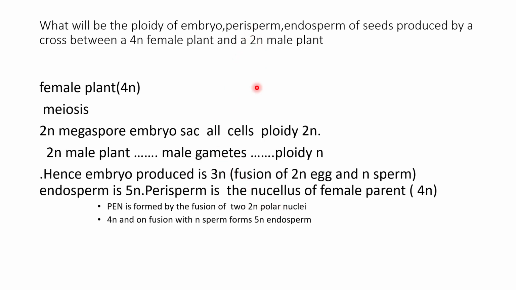Perisperm, it's nothing but nucellus. So the female plant is tetraploid. Hence, the ploidy is going to be 4N. Embryo is formed by the fusion of 2N and N. So, it's going to be 3N.